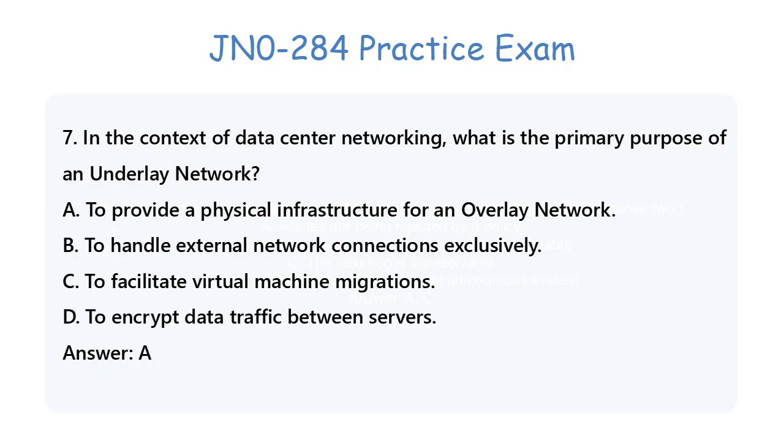7. In the context of data center networking, what is the primary purpose of an underlay network? A. To provide a physical infrastructure for an overlay network. B. To handle external network connections exclusively. C. To facilitate virtual machine migrations. D. To encrypt data traffic between servers. Answer: A.